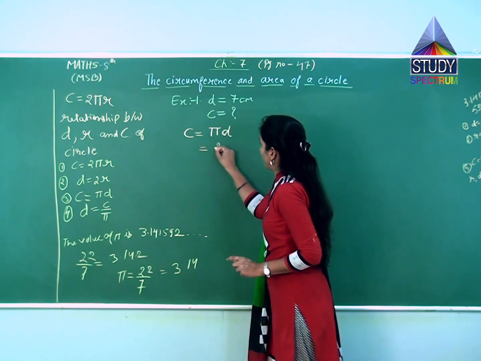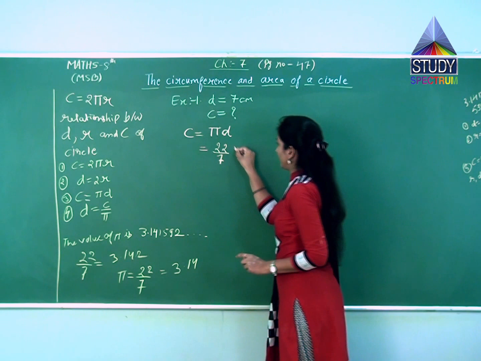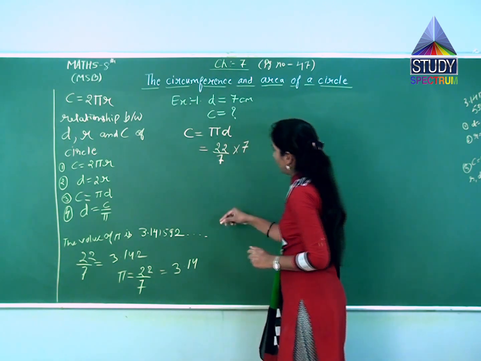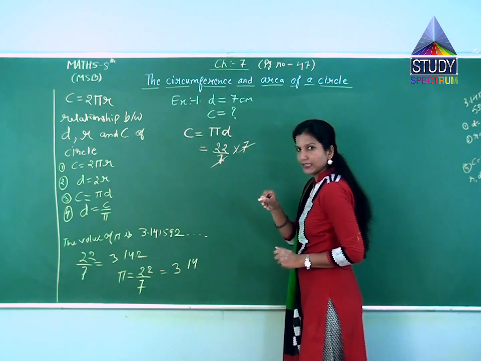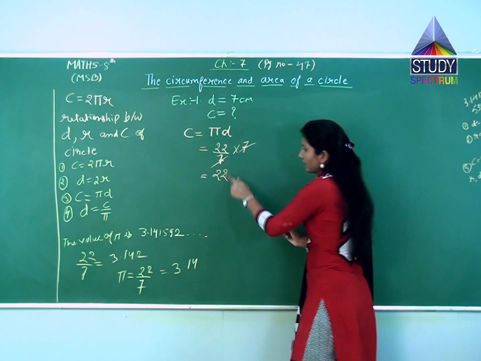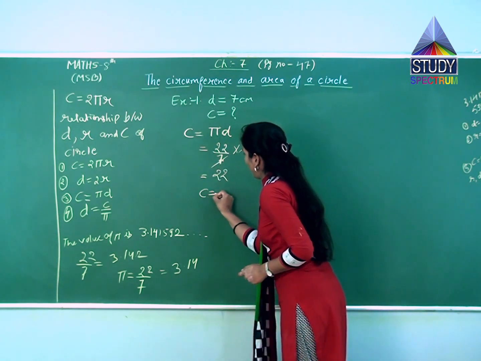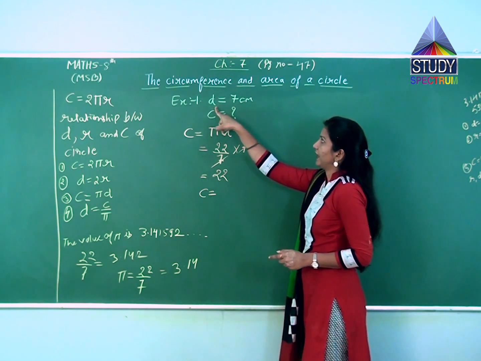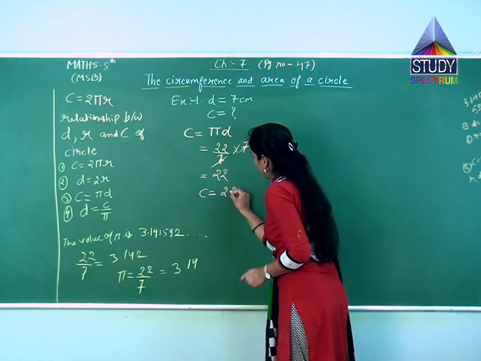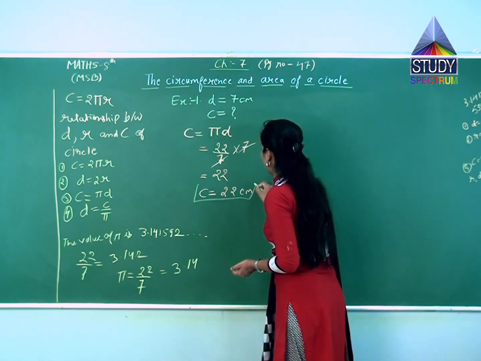So here instead of pi we will write 22 by 7 into what is D? 7. Now here 7 and 7 will be cancelled. Then we have left just 22. So the circumference of this circle, which is having diameter of 7 cm, will be equal to 22 cm, and this will be our answer.